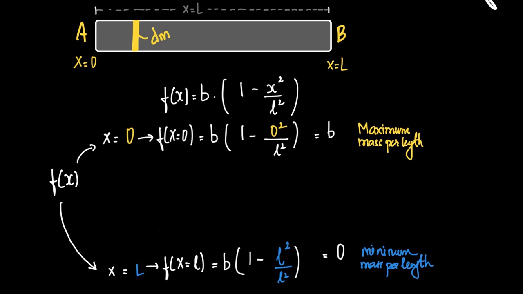Now, at x equal to L, f of x, replacing x by L, we have L square by L square is 1. 1 minus 1 is 0, which is the minimum mass per length. Mind you, we didn't say that the mass is 0. We said that the mass per unit length is 0, which means this rod AB is very dense near A, and as it goes towards B, the mass per unit length decreases and it almost approaches 0 at the maximum length L.